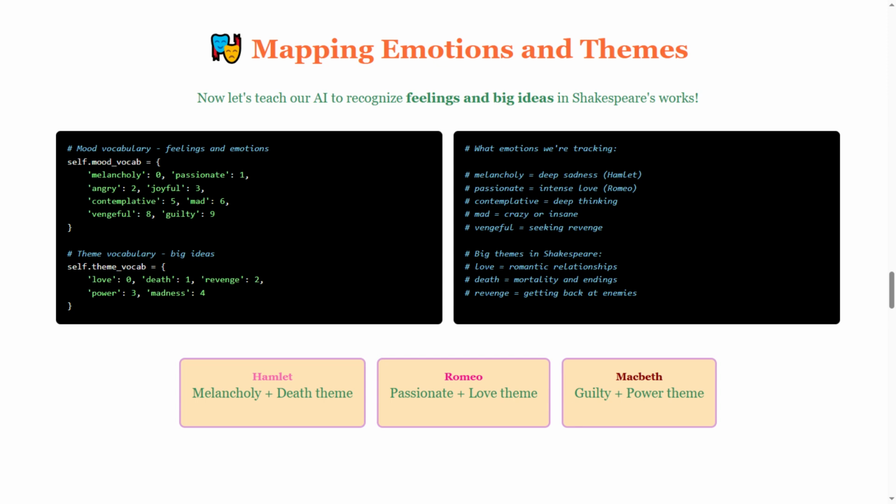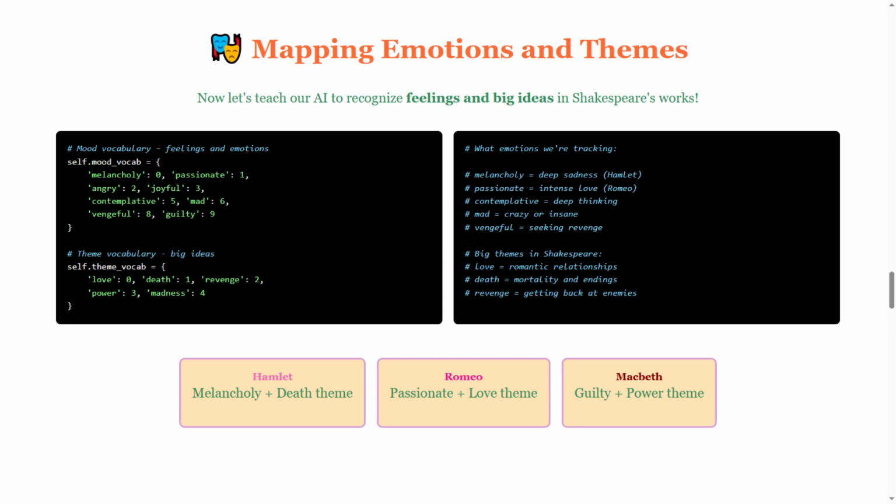Now we're getting into the emotional intelligence part. Our mood vocabulary captures the full range of Shakespeare's emotional spectrum. Melancholy gets number 0, perfect for Hamlet's deep sadness. Passionate gets number 1, ideal for Romeo's intense love. We include angry, contemplative, mad, vengeful, and guilty emotions.